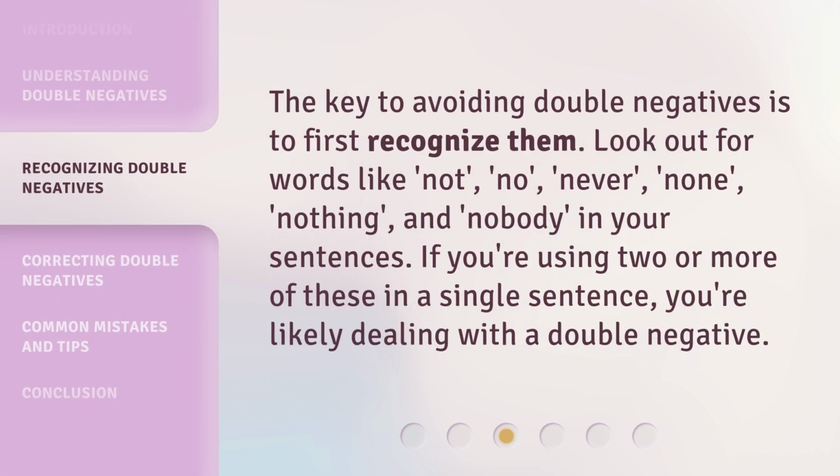The key to avoiding double negatives is to first recognize them. Look out for words like not, no, never, none, nothing, and nobody in your sentences. If you're using two or more of these in a single sentence, you're likely dealing with a double negative.